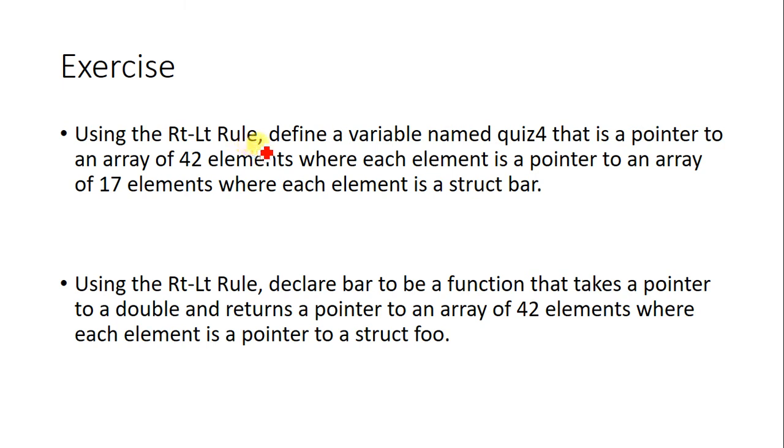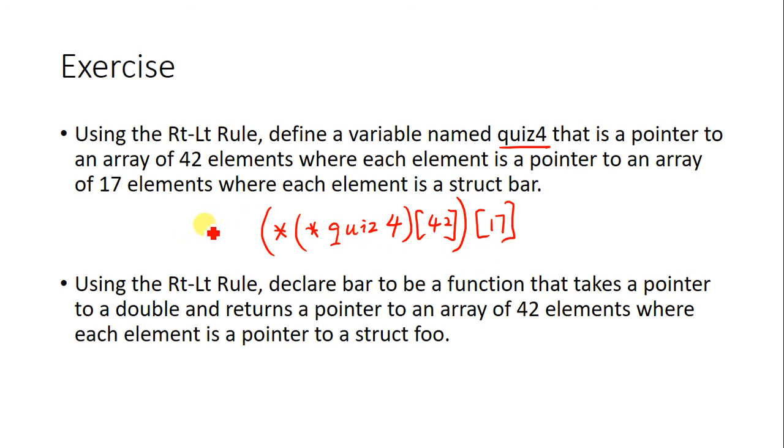Use the right-left rule. Define a variable named quiz4 that is a pointer. So this ensures quiz4 is a pointer to an array of 42 elements, where each element is a pointer, again because this pointer is fairly complicated, to an array of 17 elements, where each element is a struct bar.